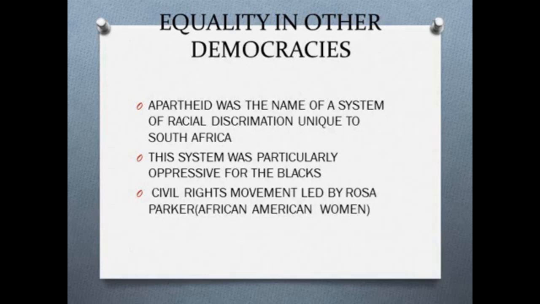At the same time, in Africa, the apartheid system existed. Apartheid was the name of a system of racial discrimination unique to South Africa. The apartheid system was particularly oppressive for black people. They were forbidden from living in areas where white people lived. Trains, buses, hotels, hospitals, schools, colleges, libraries, beaches, pools, theaters, etc. were all separated for white and black people.